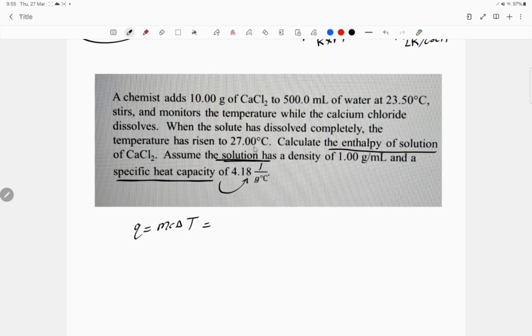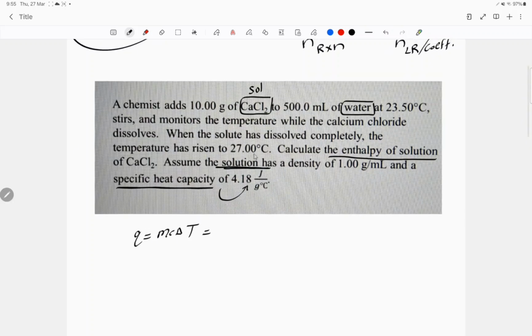The solution. What's a solution? It's the solute and the solvent. That means you actually have to add their masses together. Now, if they just said the specific heat of water is 4.18, you would just use the mass of the water. But if they say the specific heat capacity of the solution, that means you have to have the solute and the solvent.